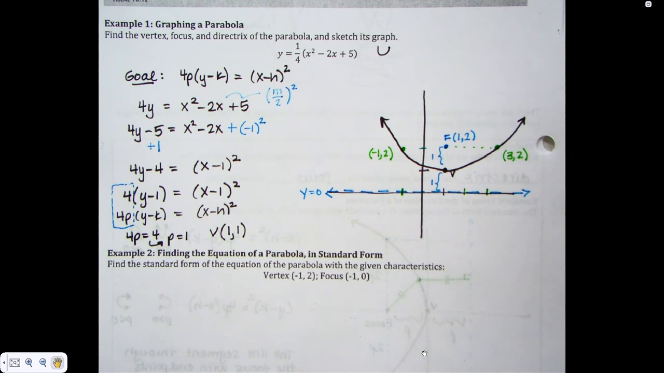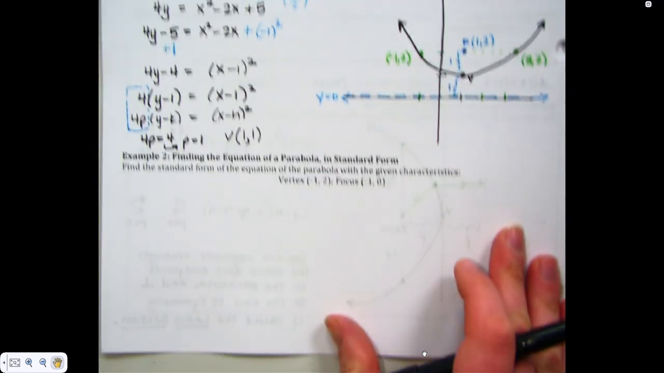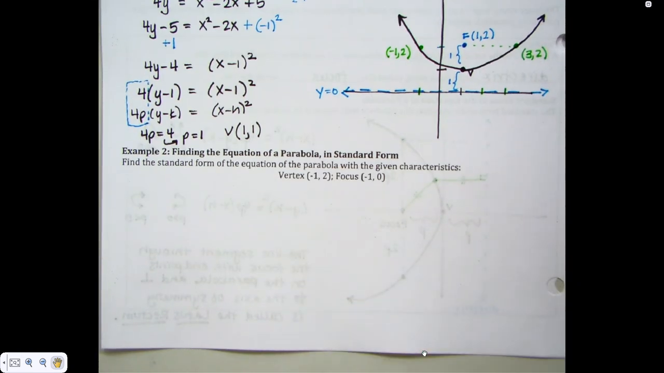The other thing that you want to do, other than graphing: if I give you an equation, you should be able to graph. But you also want to be able to take some information and come up with the equation. So here we've got a vertex and a focus. One thing that I have found really helps is to make a quick sketch.